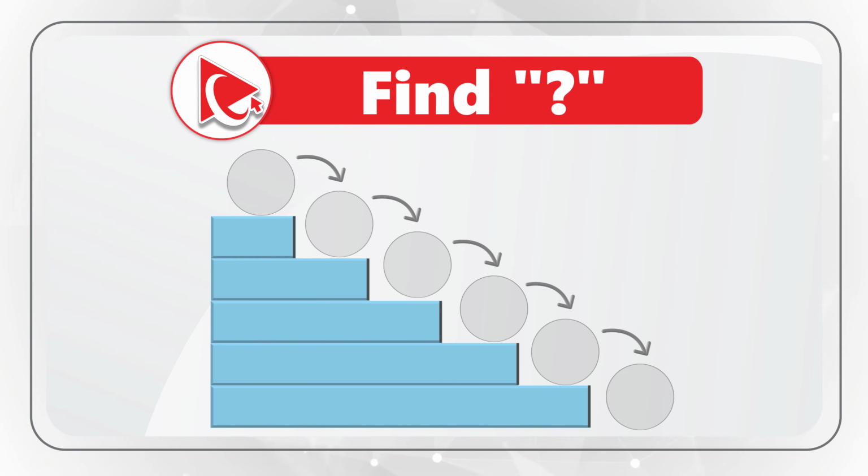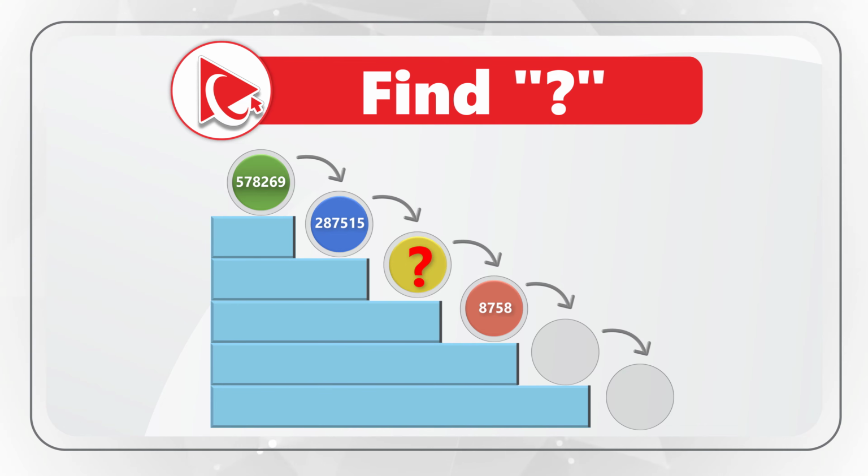In the top position, it's a green ball inside and it has the numbers 5, 7, 8, 2, 6, 9. Then as it rolls, it becomes a blue ball and the numbers change to 2, 8, 7, 5, 1, 5. Then it becomes the yellow ball with the missing number. As it continues, the numbers we see are 8, 7, 5, 8 in the pink ball.